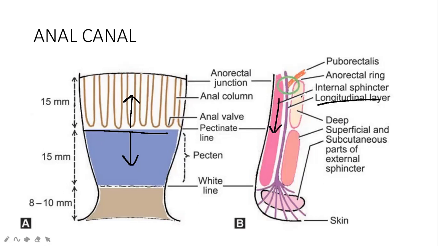And then the external sphincter is divided into what? Number one, subcutaneous, within the subcutaneous layer. And then the superficial, that is the only sphincter with a bony attachment. And then the deep one. Remember, the deep part of the external anal sphincter is the one that is tethered to the puborectalis. That is the important information concerning the anal canal.